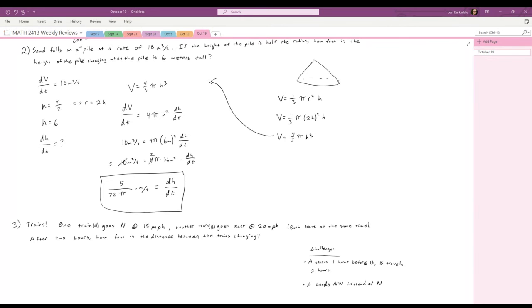What I know though is that because my volume equation has an h in it, if I take the derivative of my volume equation, I should get a dh/dt. So that's why I keep the derivative, because I want to get to this dh/dt. Does that make sense? And then times that, but we don't know that. Right. That's what we're doing.